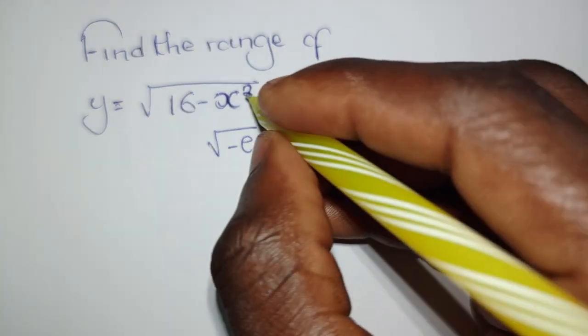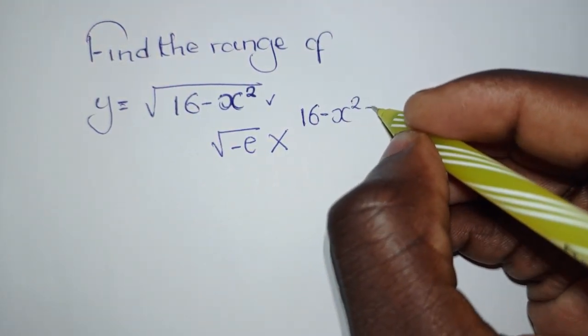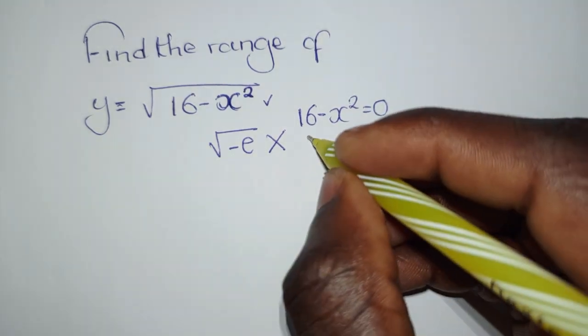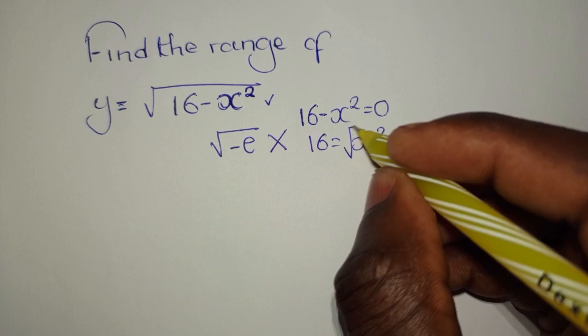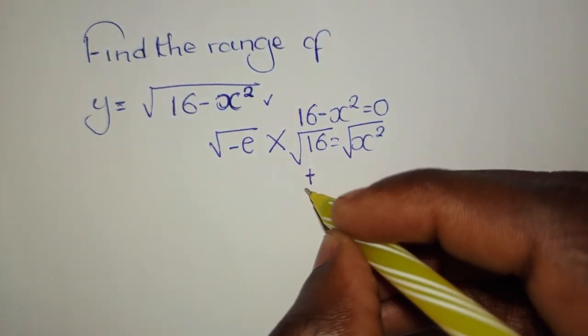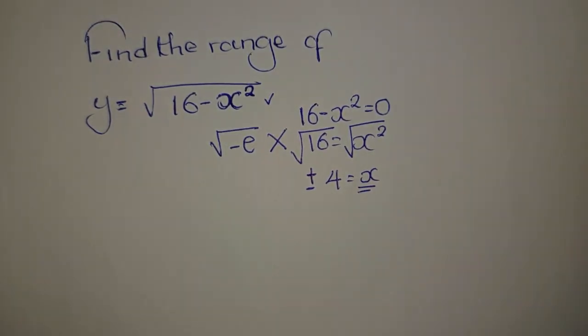So you will express this or equate it equal to 0. Then this will go to the other side. You have 16 is equal to x squared. Then from here you find the square root. But remember, a square root of a number is both positive and negative 4. So this is the value of x.